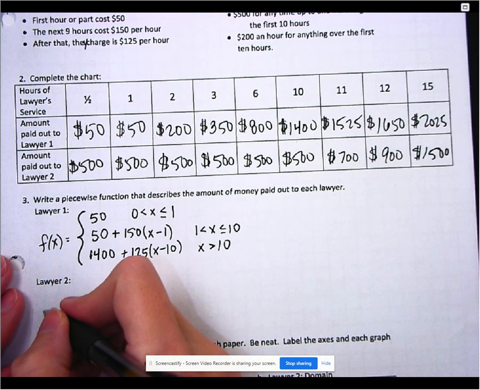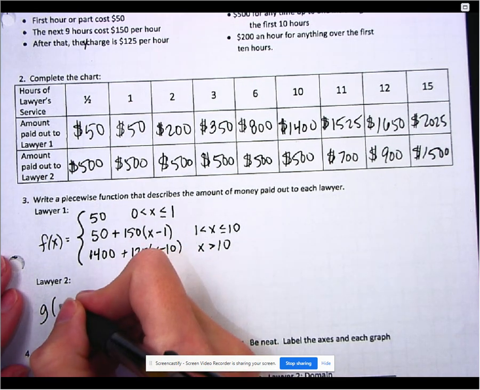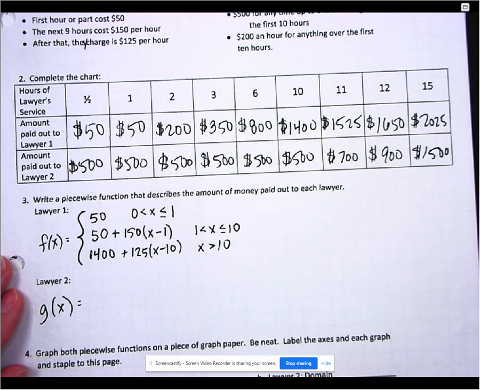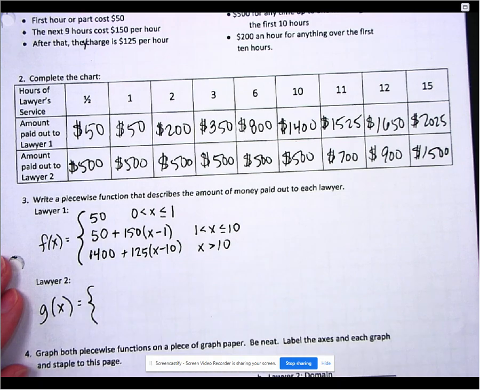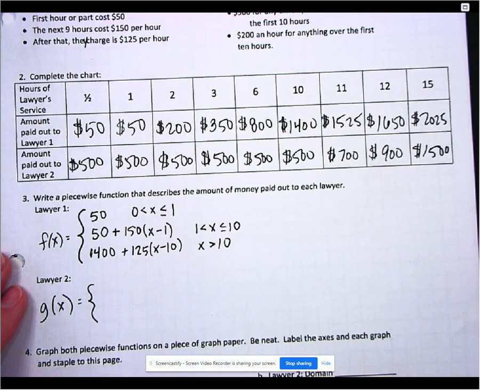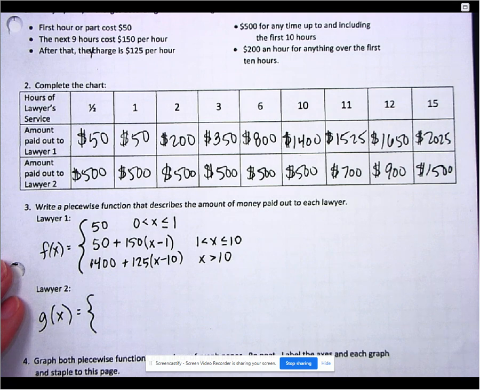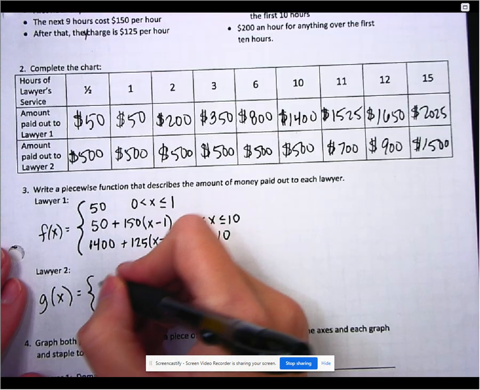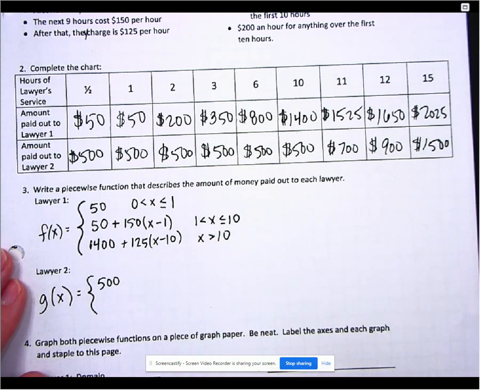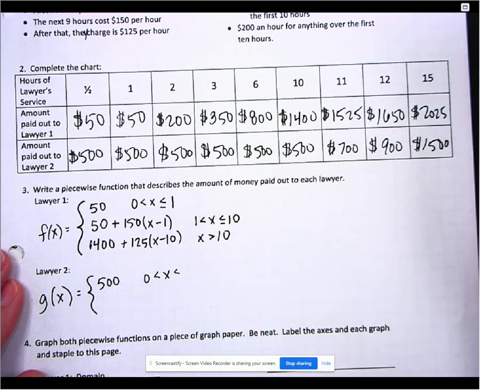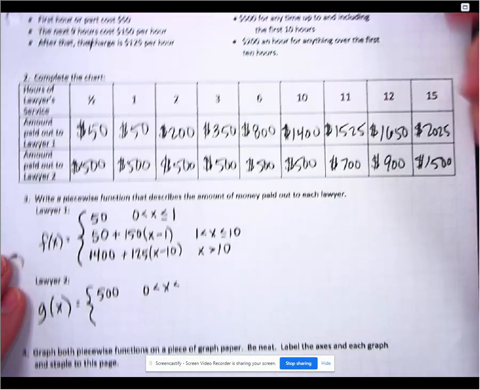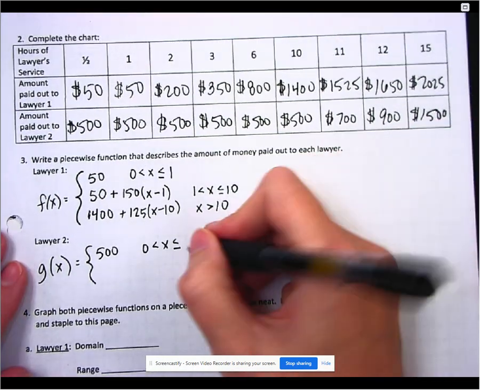Okay, so we'll do the same thing for lawyer 2. We're going to call him G. He is only going to have 2 pieces for his piecewise function, because there's 2 different things going on with the way he charges. So that flat rate of 500 is just going to be straight out 500 from 0. And then because it says including 10, we're going to do the or equal to on the 10.